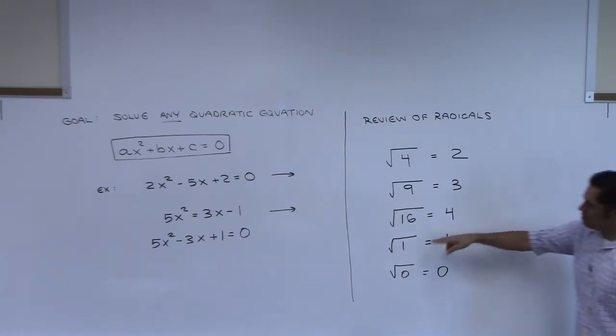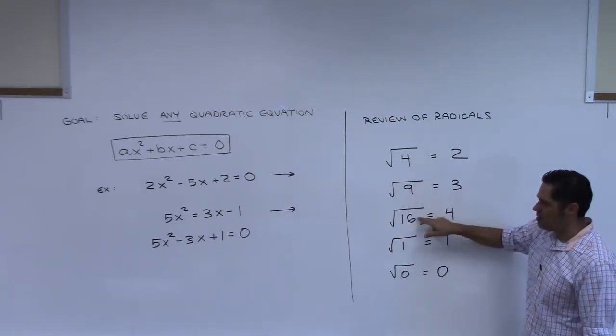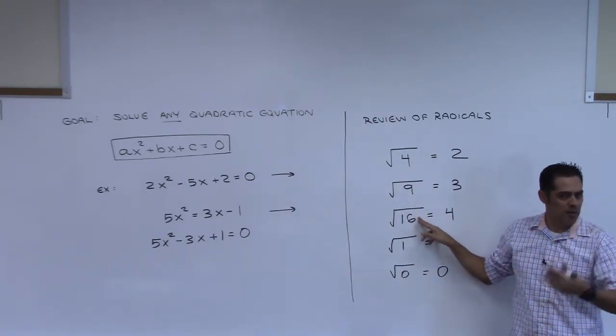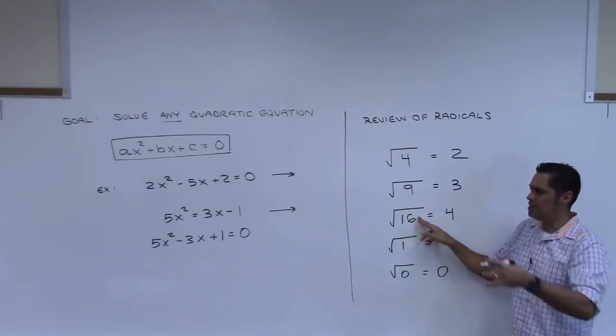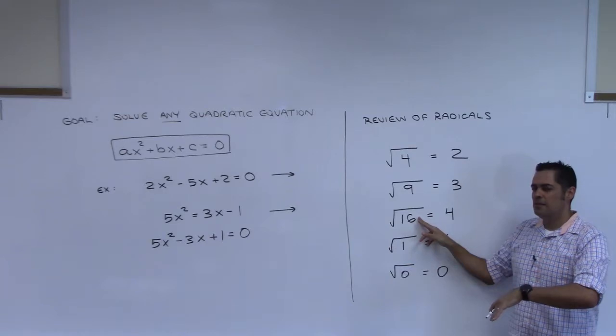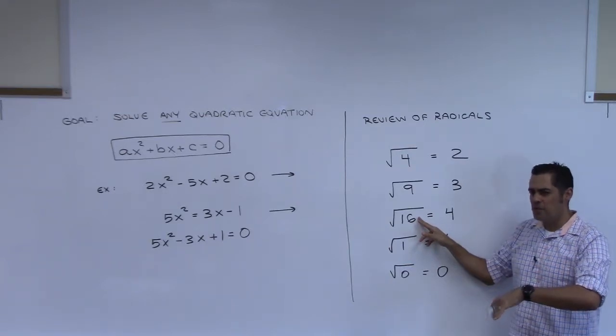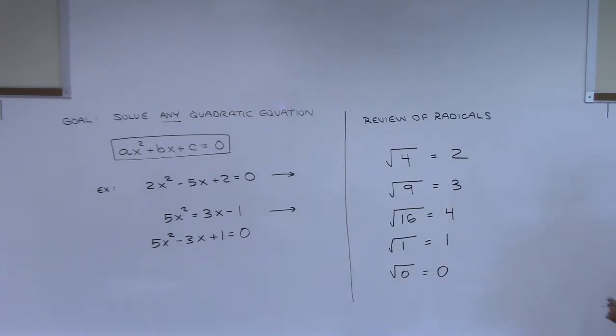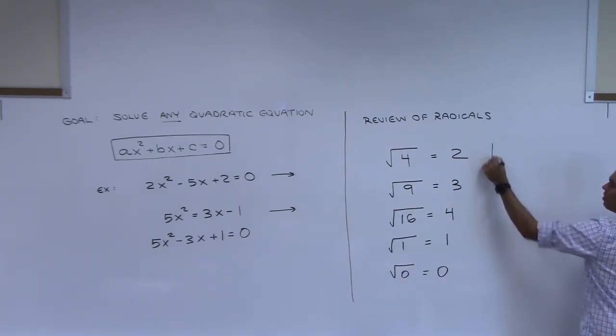So these are these, 1, 4, 9, 16. The next one would be 25. Those are the ones that we should know. Square root of 25 is 5. Square root of 36 is 6. What's one after that? 49. Square root of 49 is 7. 64. Okay. So those are our common square roots.